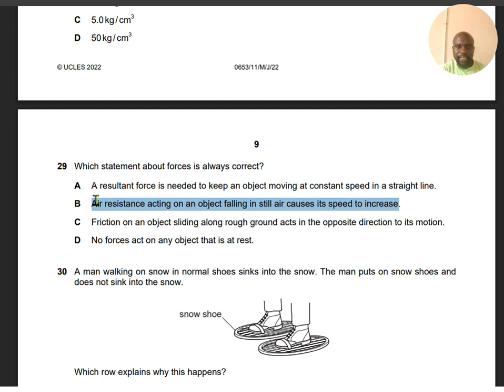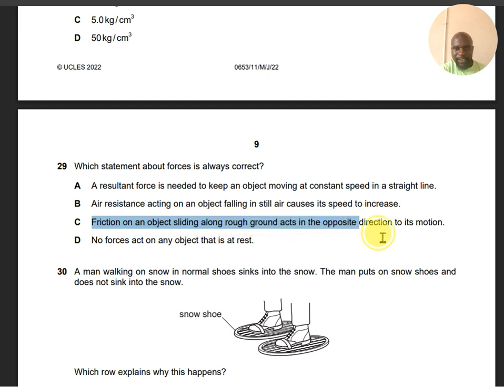B, air resistance acting on an object falling through still air causes its speed to increase. No, this is not correct. C, friction on an object sliding along rough ground acts in the opposite direction to its motion. Yes, of course, this is correct according to Newton's laws of motion. D, no forces act on an object that is at rest. No, there's gravitational force which is acting.